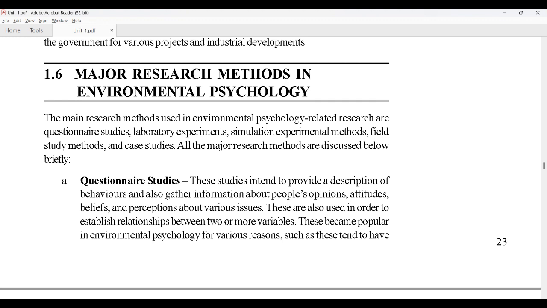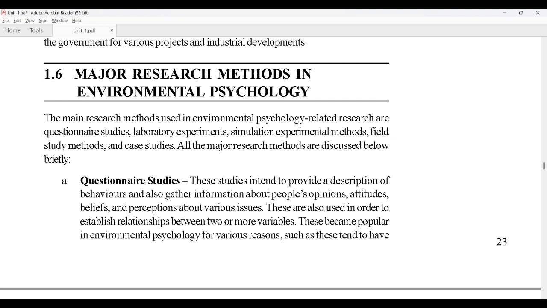1.6 Major research methods in environmental psychology. The main research methods used in environmental psychology-related research are questionnaire studies, laboratory experiments, simulation experimental methods, field study methods, and case studies. All the major research methods are discussed below briefly. A. Questionnaire studies. These studies intend to provide a description of behaviors and also gather information about people's opinions, attitudes, beliefs, and perceptions about various issues. These are also used in order to establish relationships between two or more variables.